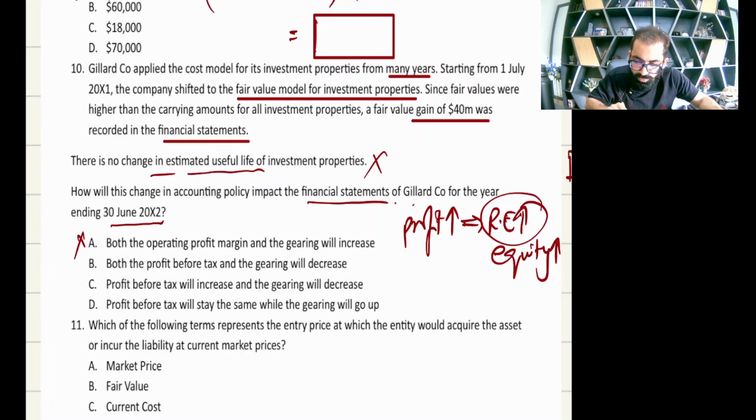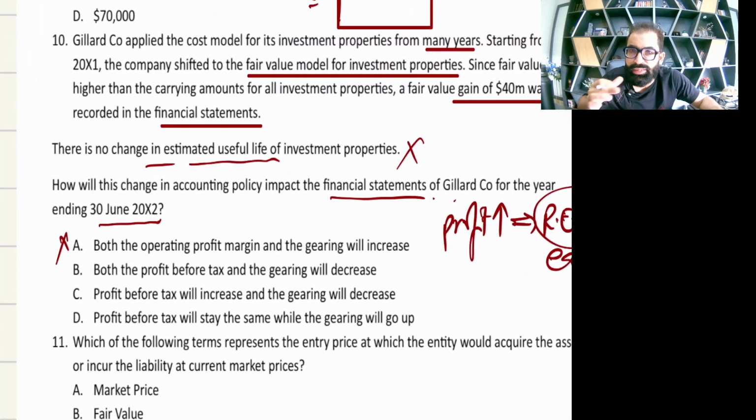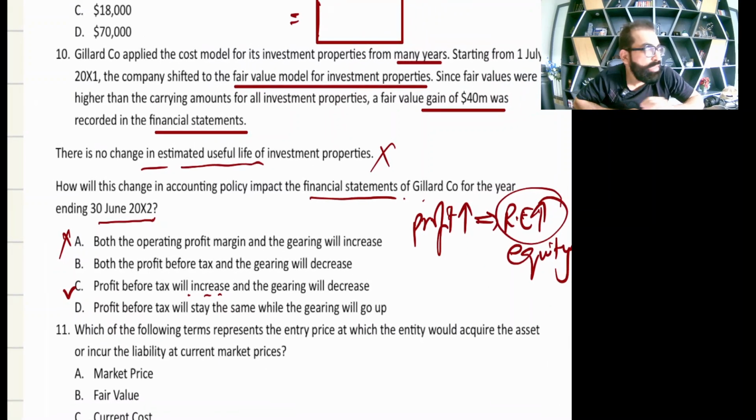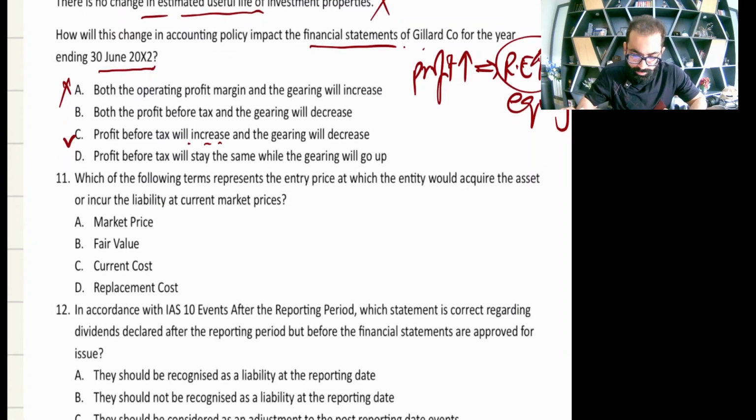Both the profit before tax and gearing, no, profit before tax will increase. Profit before tax will definitely increase. Okay. Profit before tax will increase and the gearing, yes, this is the perfect answer. C is the perfect answer. Why? Because in IS 40, my dear student, so answer is C. Now, very easy question.